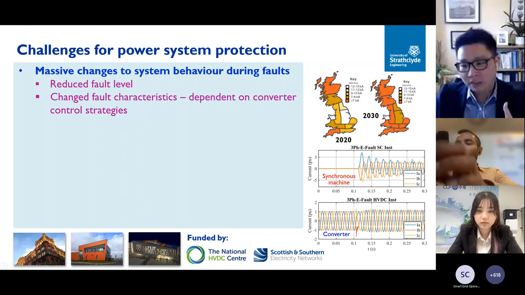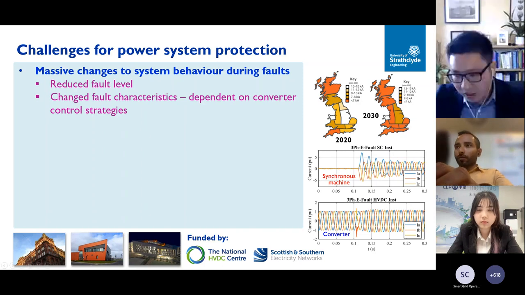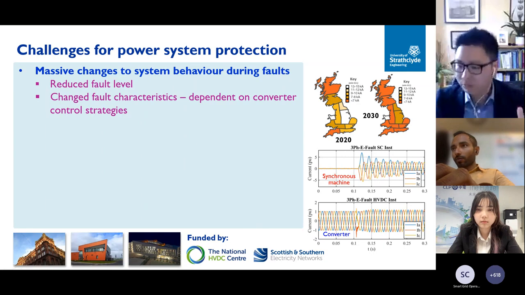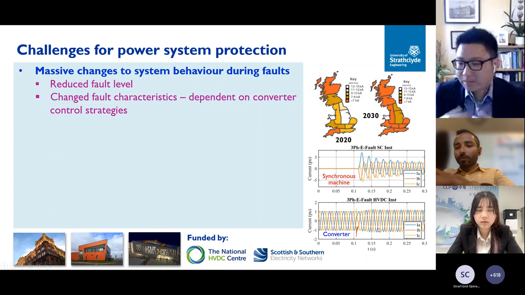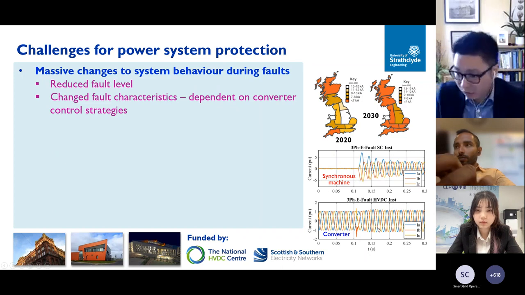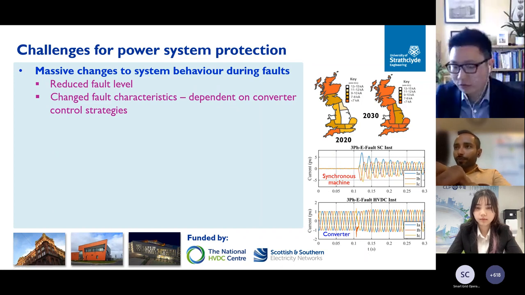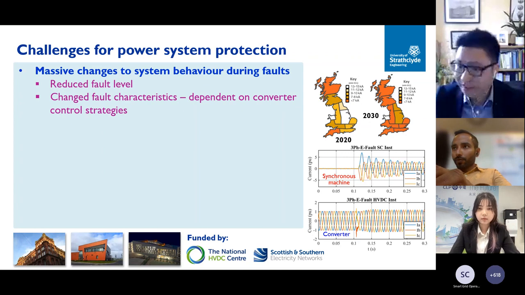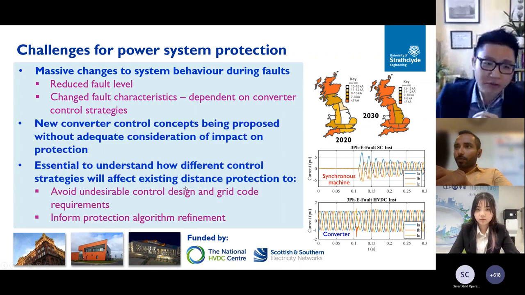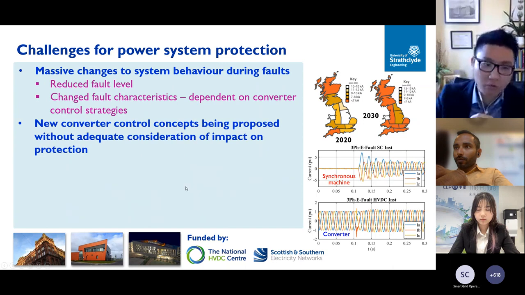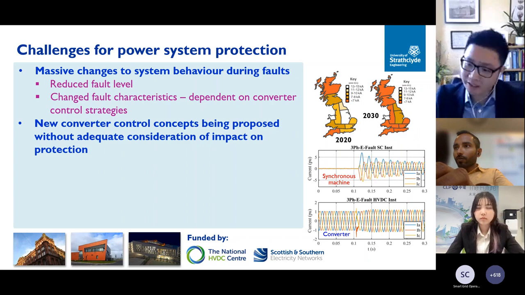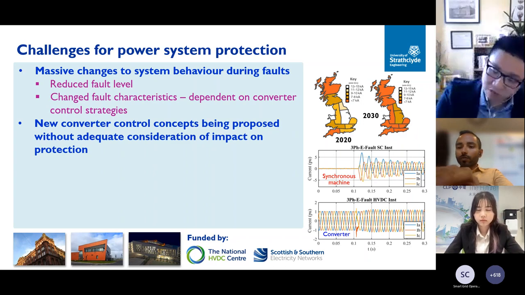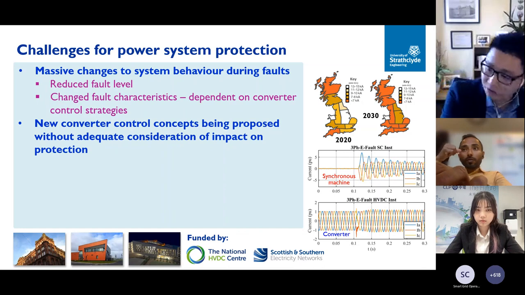So during a fault, you can see the synchronous machine has a large fault current, a well-understood fault behavior, on the top here. But for the converter, the behavior is very different. Right? This is the same fault in the system, the same electrical fault, but the behavior is very different. And the converter's behavior is very much dependent on how the converter is controlled. That brings a lot of problems for protection, because the protection system is designed based on the assumption that the system is dominated by synchronous machines.